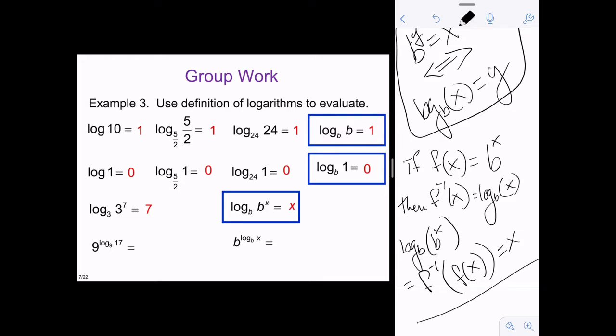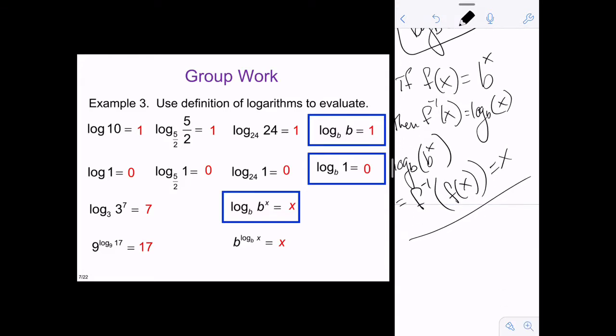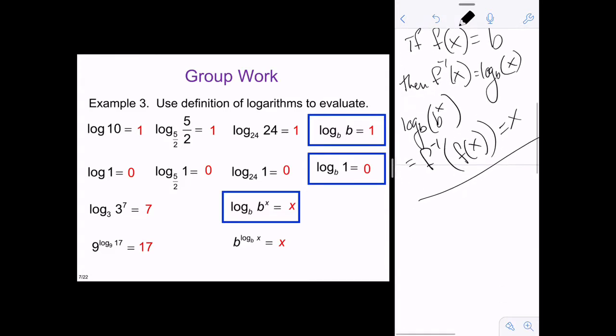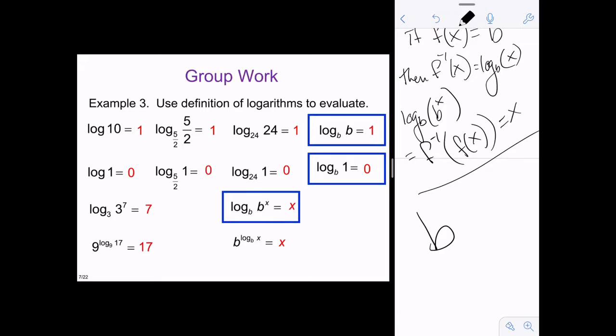All right, what's our next one? This is a weird one, right? When I take 9 and I raise it to the log base 9 of 17, the thing you get back is 17. And this one, when I take b and I raise it to the power log base b of x, the thing I get back is x. And again, if you think about it, if I take b and I raise it to the power log, and this is why notation is so important, log base b of x, this is the other way around, right?